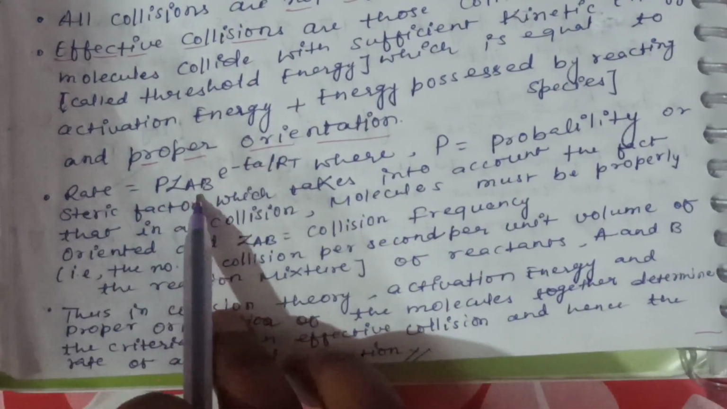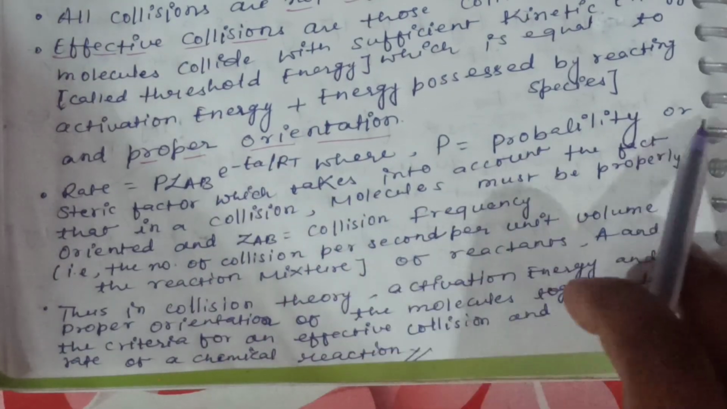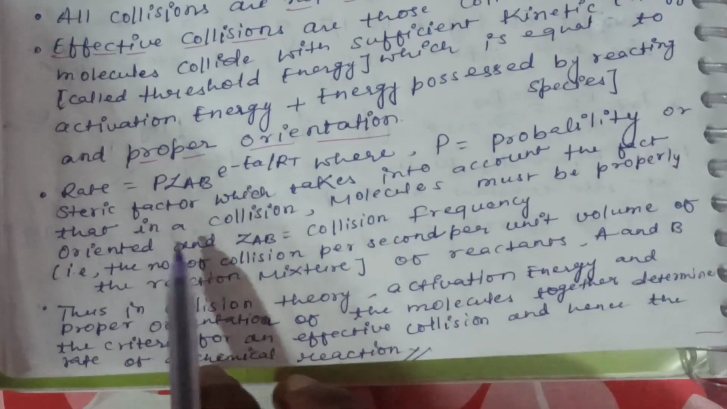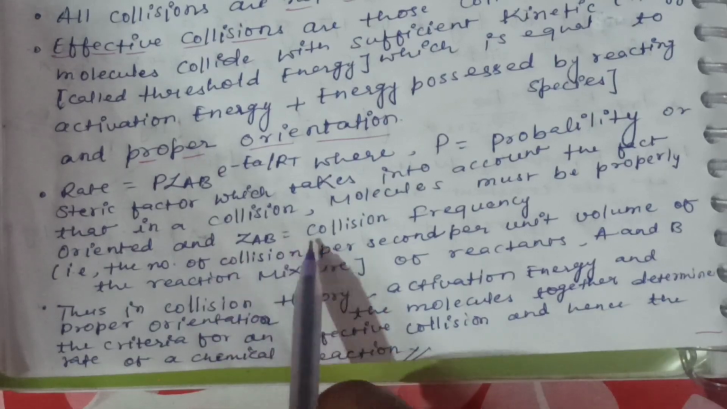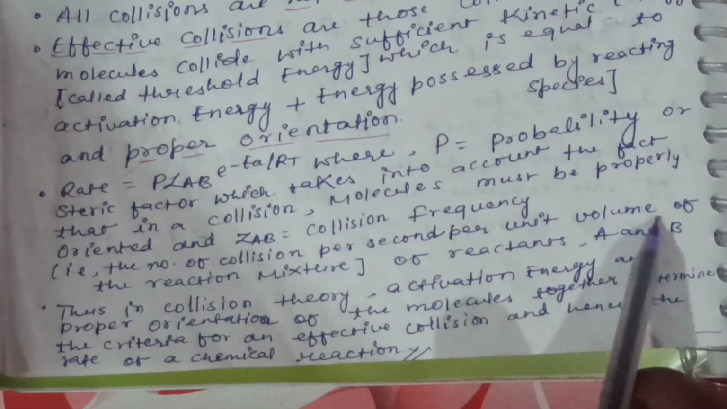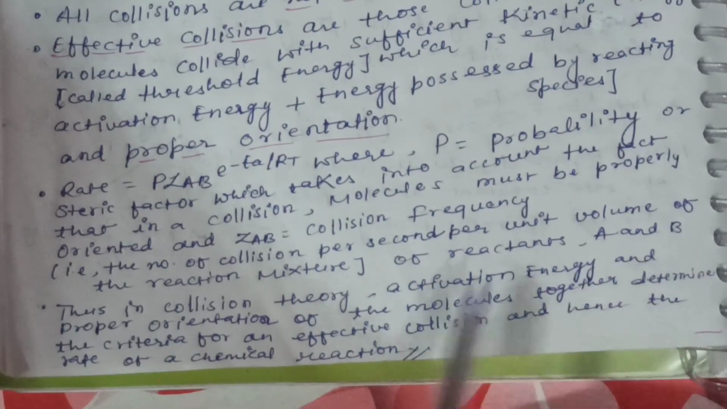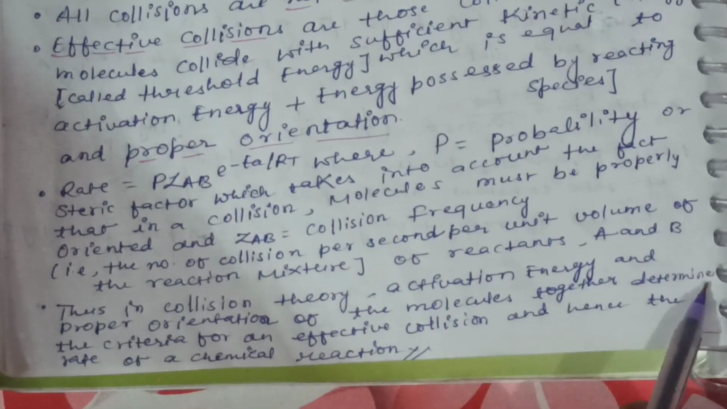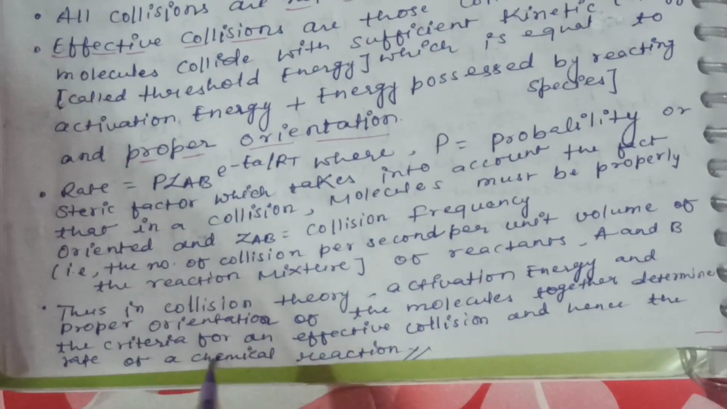Rate is equal to P Z_AB e to the power minus Ea/RT, where P is equal to the probability or steric factor, which takes into account the fact that in a collision molecules must be properly oriented, and Z_AB is equal to the collision frequency, that is, the number of collisions per second per unit volume of the reaction mixture of reactants A and B. Thus, in collision theory, activation energy and proper orientation of molecules together determine the criteria for an effective collision and hence the rate of chemical reactions.